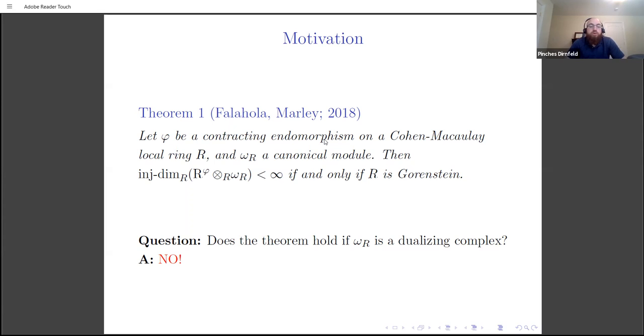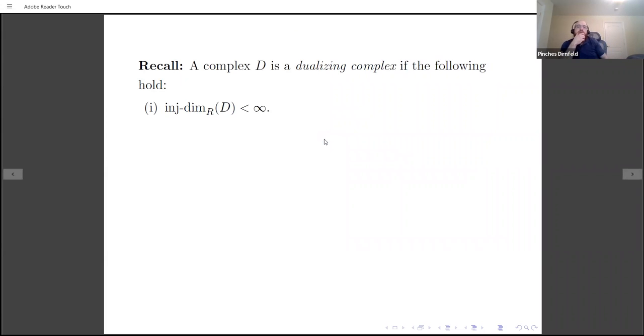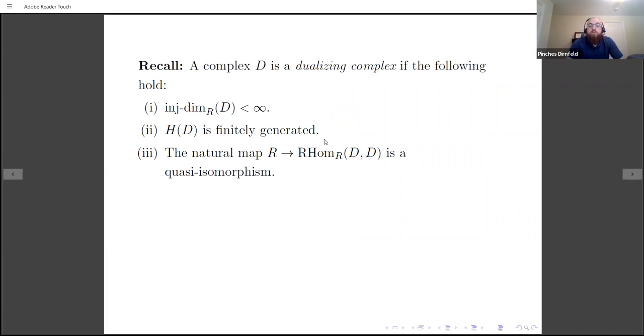And they have an example, of course, of a ring that's not Cohen-Macaulay and has a dualizing complex. When you have a contracting endomorphism and you take R phi tensor with a dualizing complex, that still has finite injective dimension, but obviously the ring is not Cohen-Macaulay, so it can't be Gorenstein. And just a quick reminder, a complex D is dualizing if the following hold. First, the injective dimension of D is finite, then D has finitely generated homology, and the natural map of R into RHom(D,D) is a quasi-isomorphism.